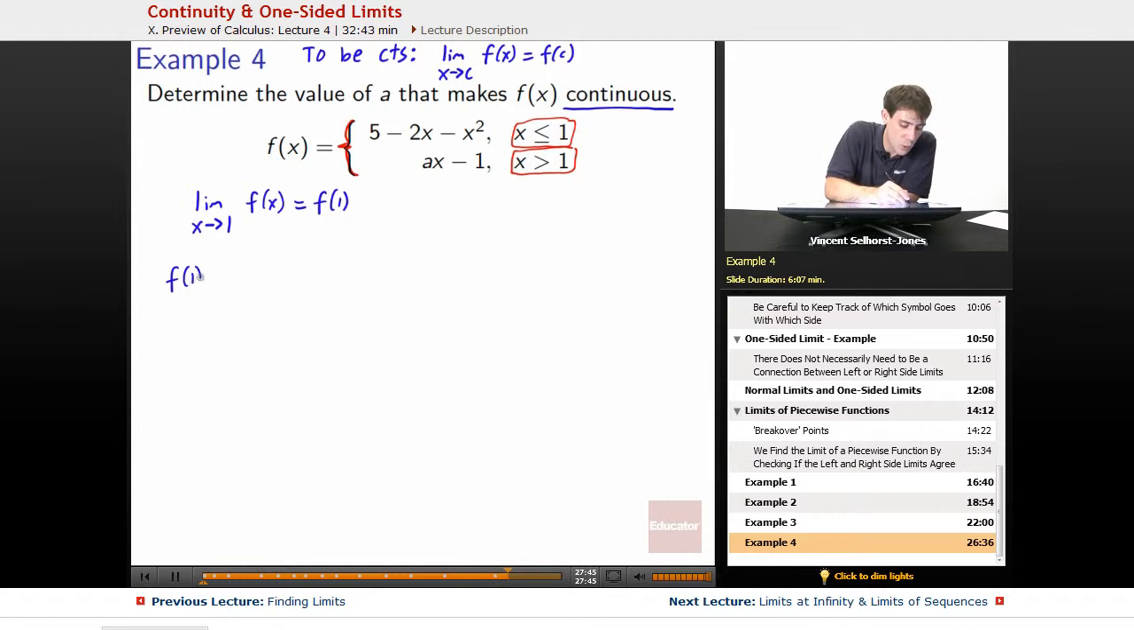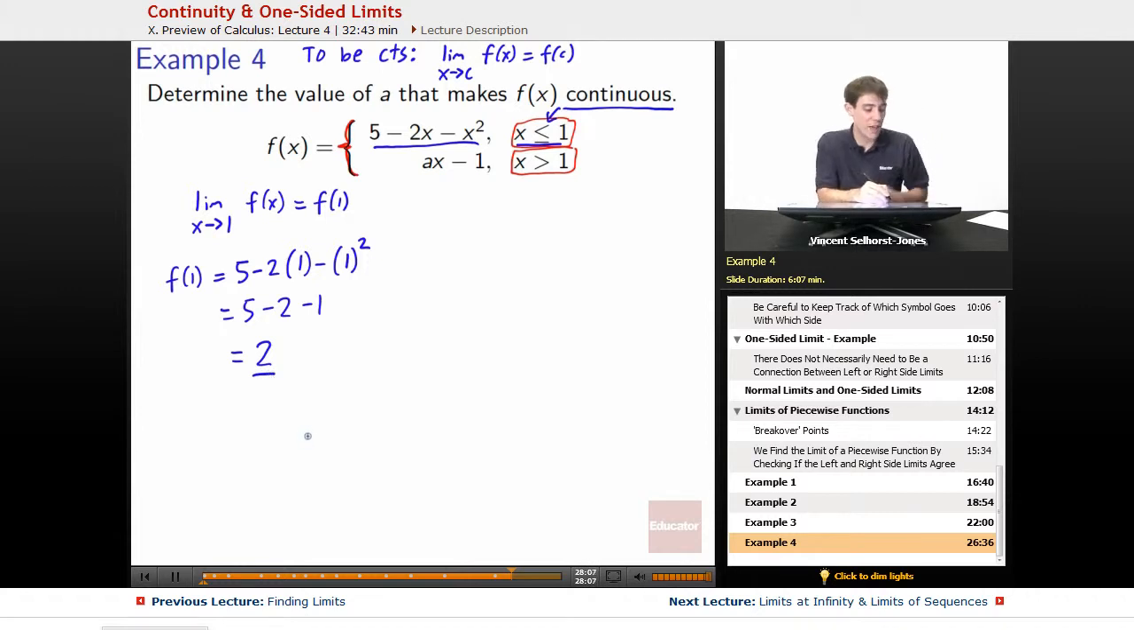Well, f at 1 is equal to 5 minus, which one do we have to use? We use x is less than or equal to 1, so we're using this one right here. So 5 minus 2, we swap out the x for a 1, minus swap out the x for a 1 squared. 5 minus 2 minus 1 comes out to be 2. So f of 1 comes out to be 2. Great.